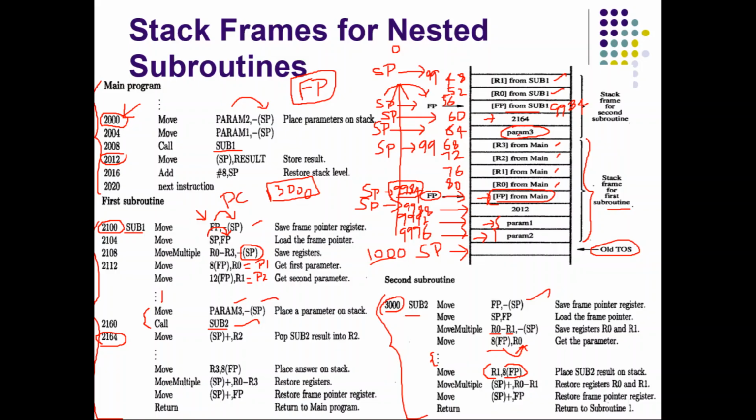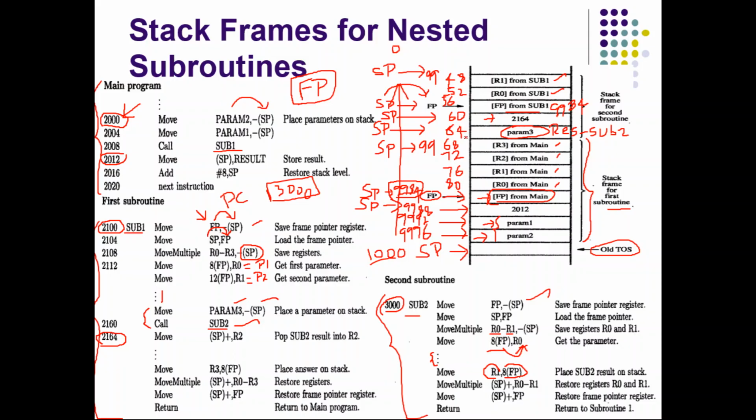So we don't want this content now, because you already used the parameter and the result is calculated. So the result from subroutine 2 is stored here. That is what this statement is doing. Move r1 comma 8 of fp means the result of subroutine 2 is stored here. Because r1 contains the actual result, but we want to store it somewhere. So that will place the subroutine 2 result on this particular address 9964.